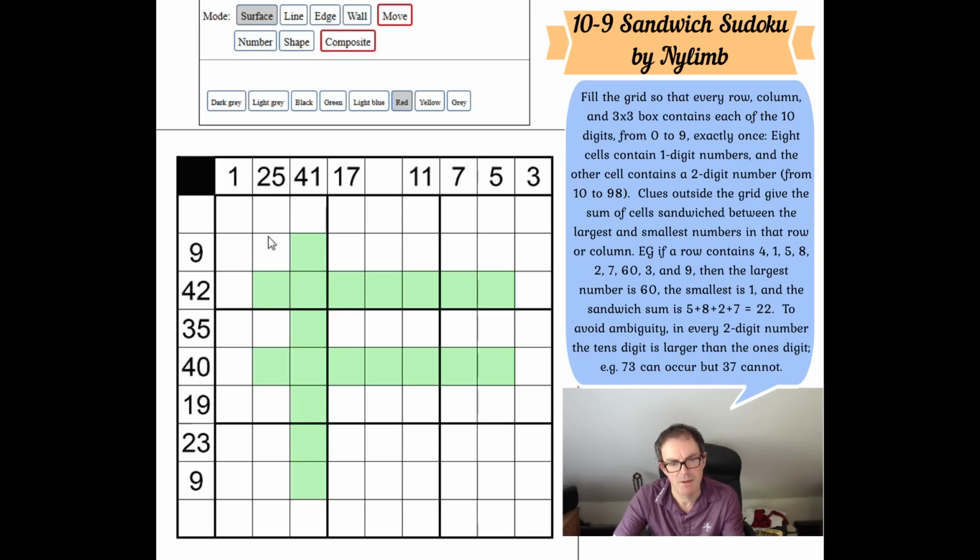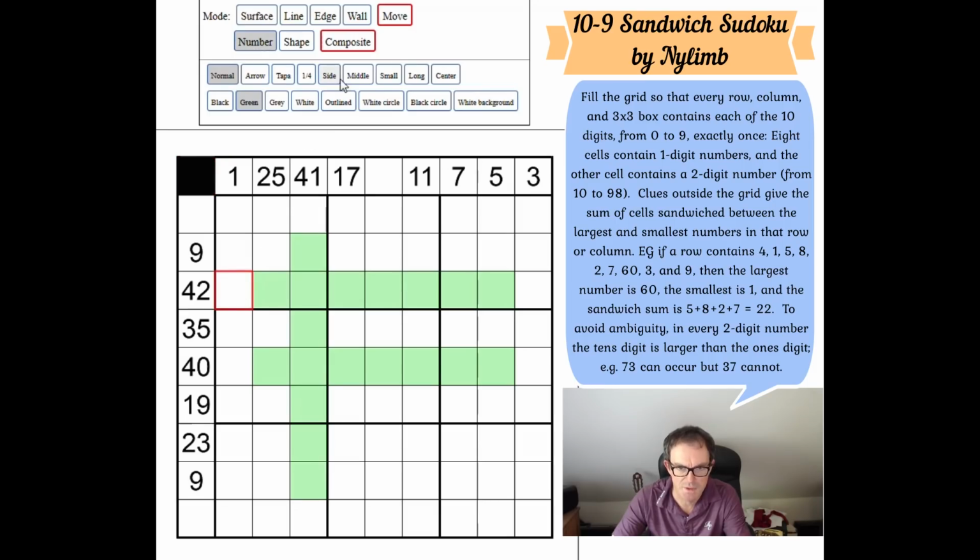How is that? So that a one clue means the 1 is inside the sandwich. So the 0 cannot be in the 2-digit cell. So this column is going to have a 0, then a 1, or reversed, a 0 down here and then a 1, and then the 2-digit number. And we know the 2-digit number is in one of these two positions. I'm going to put some options in.